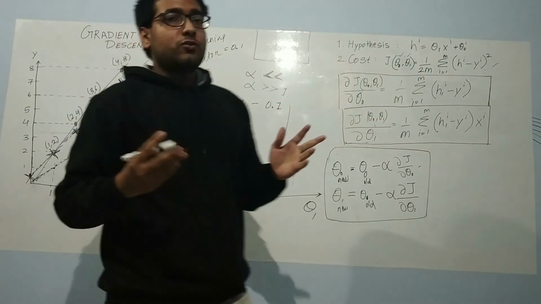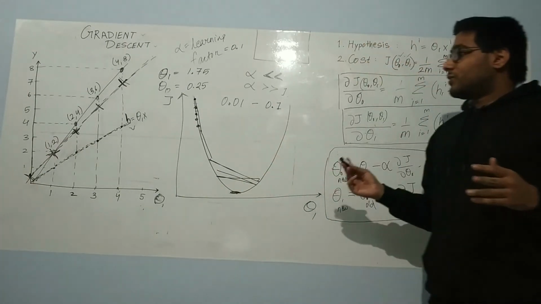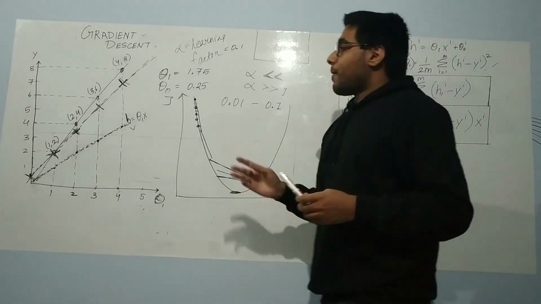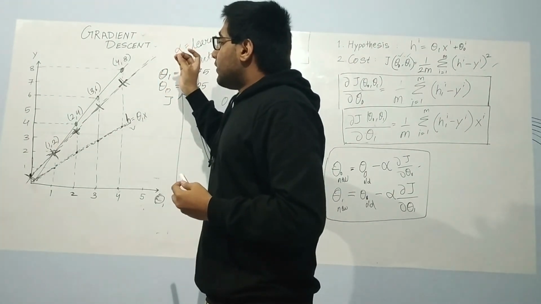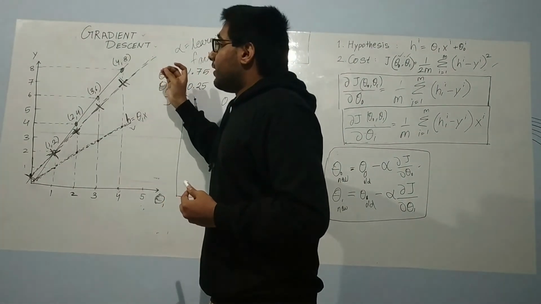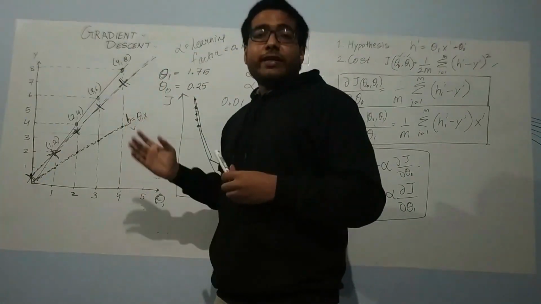I guess you got the idea of how we use gradient descent to take a best fit line that fits perfectly to all the data points that we have.